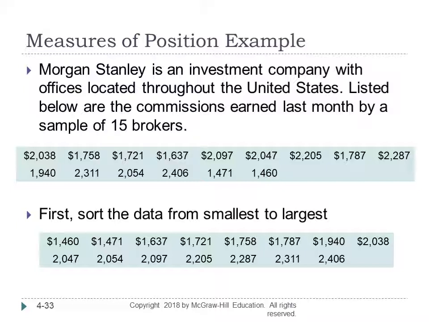The data here is not sorted, so the first thing to do is to sort the data from the smallest to the largest. And here is the same list, sorted. The first value, the smallest value, is 1,460. That's the smallest commission. And the largest value, the maximum, is $2,406. That's the largest commission.